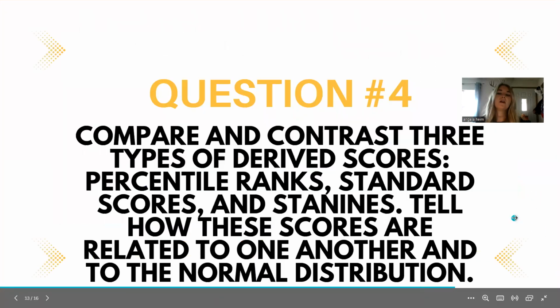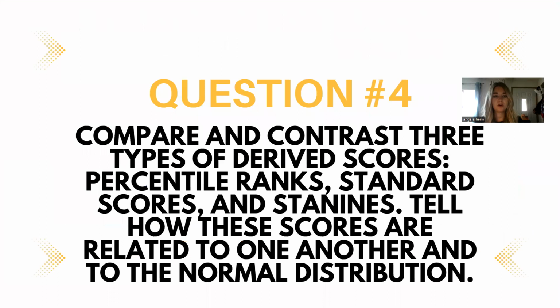Next question. Compare and contrast three types of derived scores: percentile rank, standard scores, and I hope I'm saying this right, stanine. Tell how the scores are related to one another and to the normal distribution.